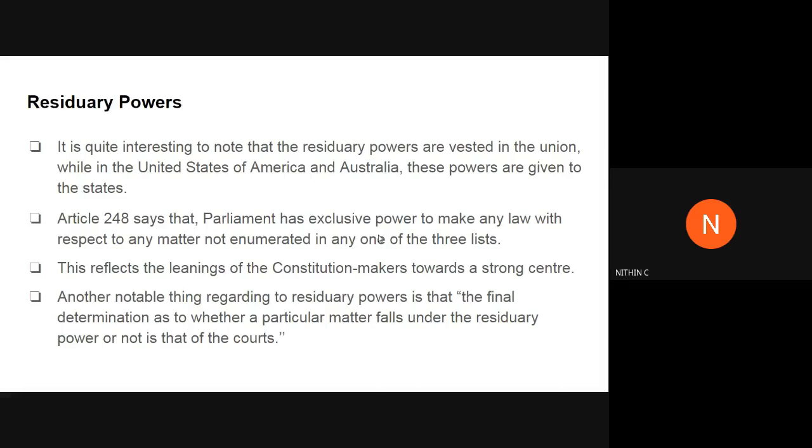This reflects the leanings of constitution makers towards a strong center. So sometimes you can be asked this question: the constitution makers have leaned more towards a strong center, or constitution makers have set a constitution for a strong center. If you are asked whether the constitution was formed for a strong center, these are all the reasons.